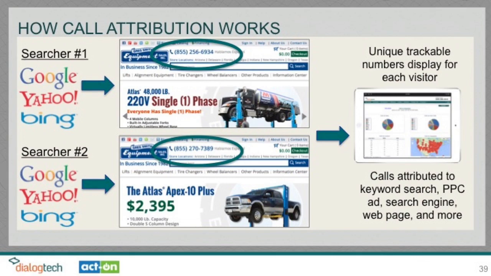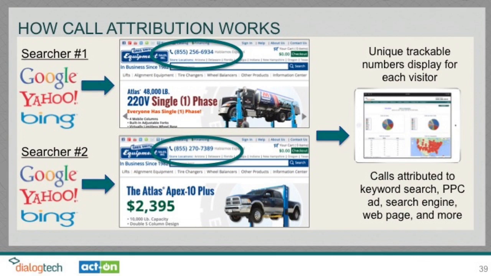So very quickly, how call attribution works is it assigns unique phone numbers to the visitors of your website based on where they came from. So in the first example above, a searcher comes from a search engine through a certain keyword, and they visit your site, and you can see they're presented with a dynamic phone number that automatically displays. And if they call that number, you can tie that call back to the specific person and keyword search and search engine that generated the call.